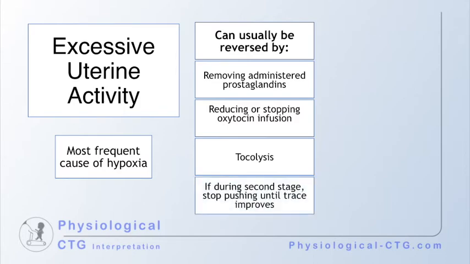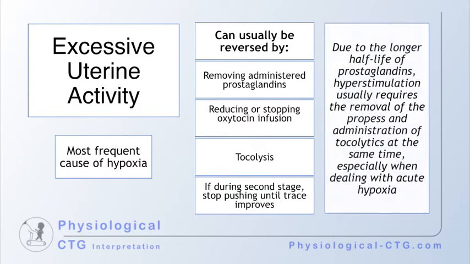During the second stage of labour, maternal pushing efforts can also contribute to fetal hypoxia, and the mother can be asked to stop pushing until the situation has improved. If this does not improve the trace, delivery should be expedited. It's worth noting that due to the longer half-life of prostaglandins, hyperstimulation in this context usually requires the removal of the Propess and administration of tocolytics at the same time, especially when dealing with acute hypoxia.